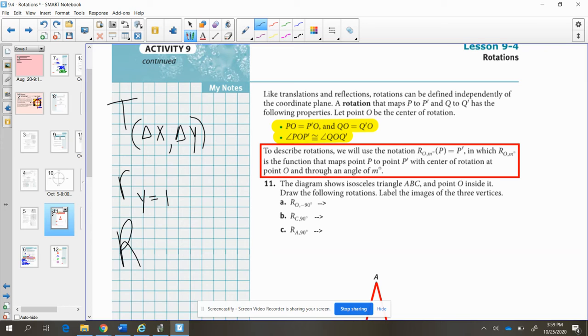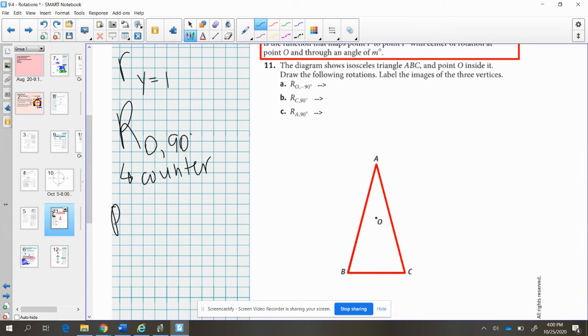Rotations are going to be represented by a big R. And then they're going to be represented around the point that they're rotating around. Usually it's O for the origin or 0, 0, or whatever point is in the picture. And then how many degrees it's moving. Now, 90 degrees, you would think is clockwise, but really this means counterclockwise. And if you have 90 degrees negated, -90, this is actually going to be clockwise.